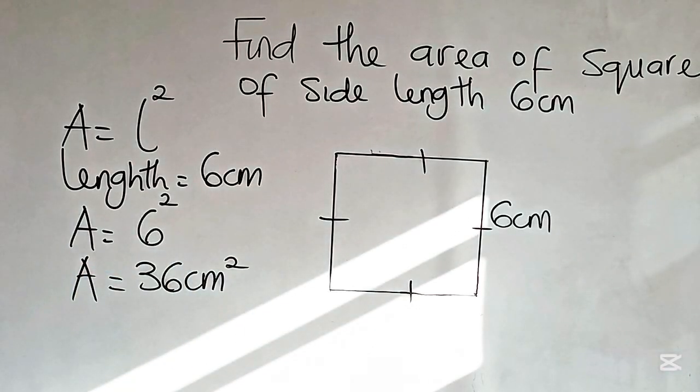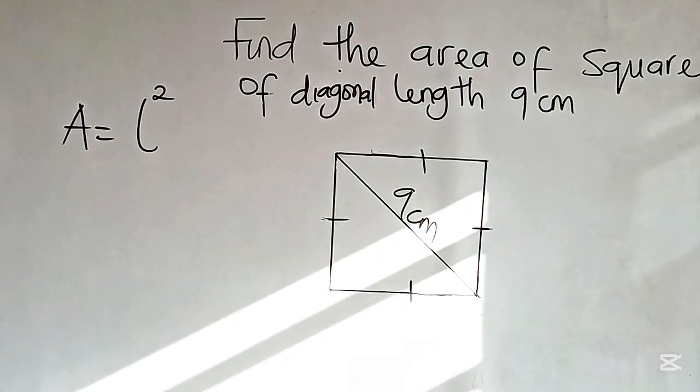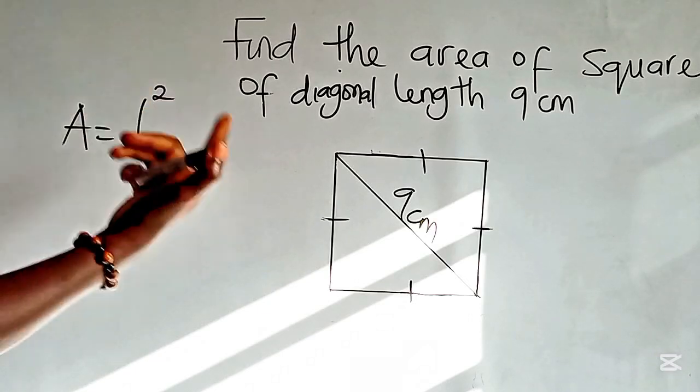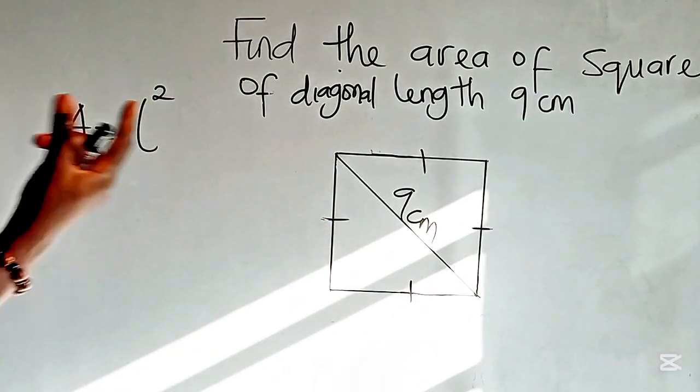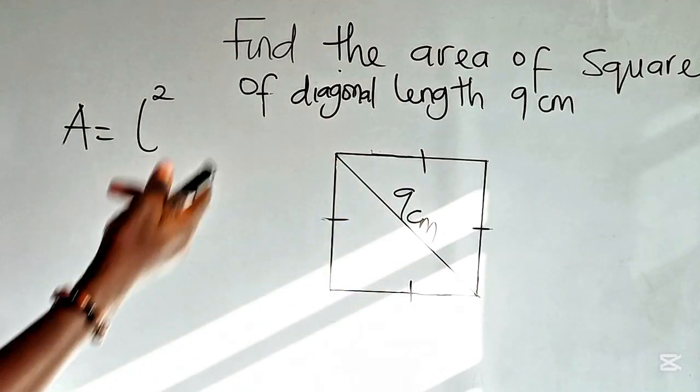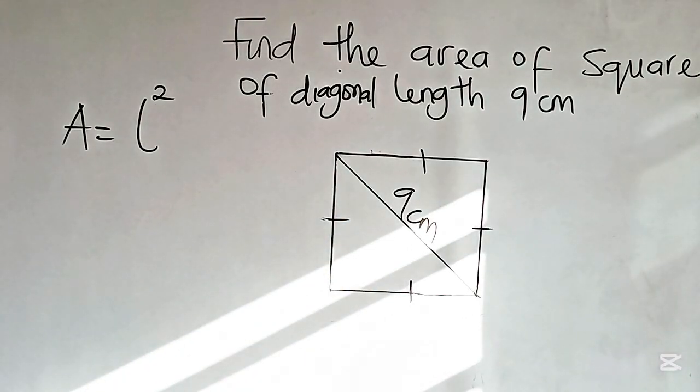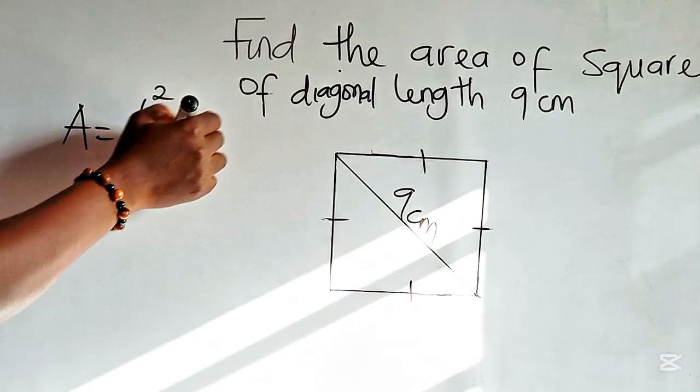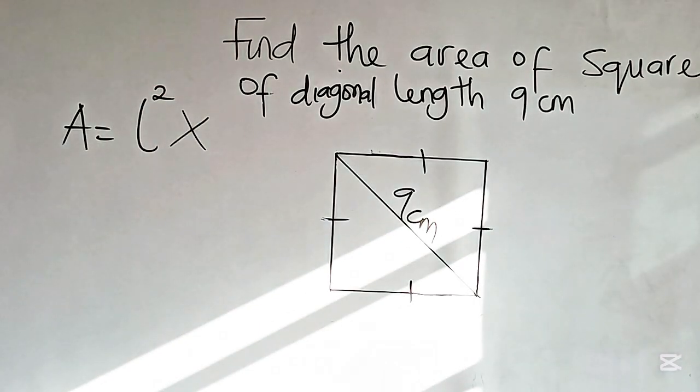Let's take a look at another example with a different piece of information. And this says we should find the area of a square of diagonal length of 9 centimeters. If you observe in the previous example, the sides were given, but in this case, we do not know the sides measurement. However, the diagonal length is given to us as 9 centimeters. So this formula is not applicable here because the sides are unknown. Therefore, we are going to be using a different formula to calculate the area of the square.